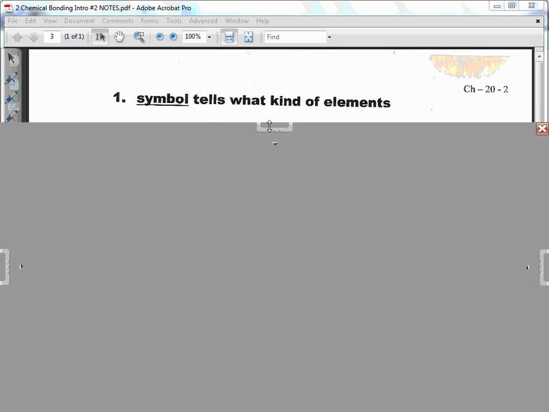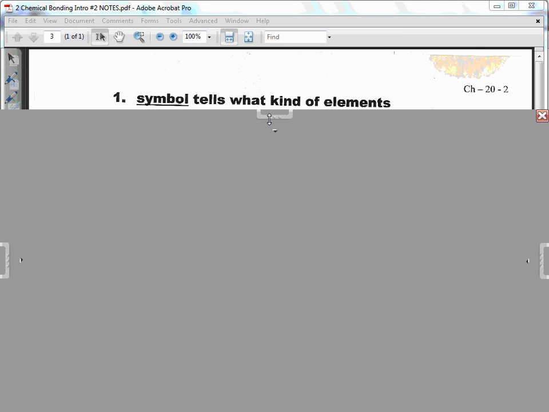Okay, so the first question was, what does the symbol mean in a molecular formula? Or a compound formula might be the better name for it, because we have two different names. One is molecule, and the other is formula unit. But they're both called compounds. So the symbol in a compound tells what kind of elements are in there.